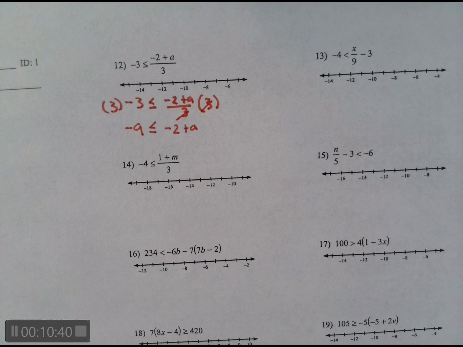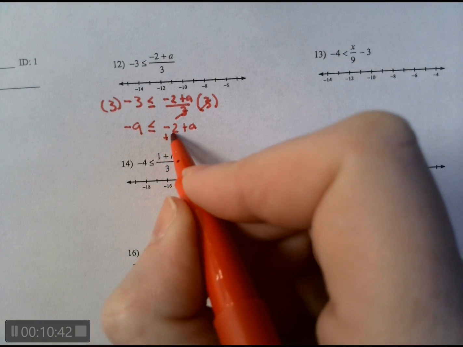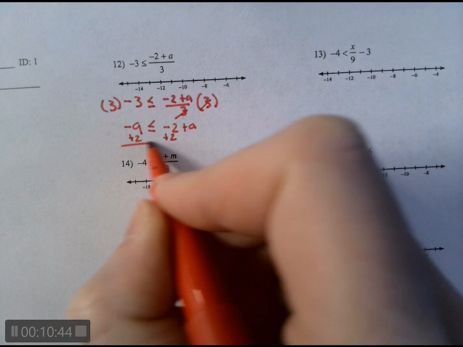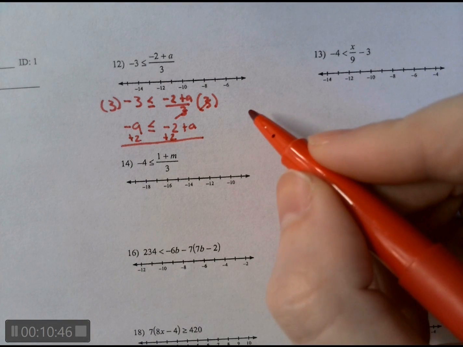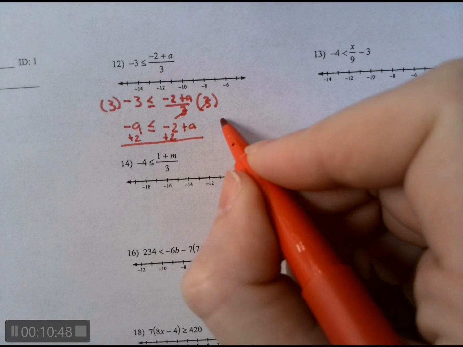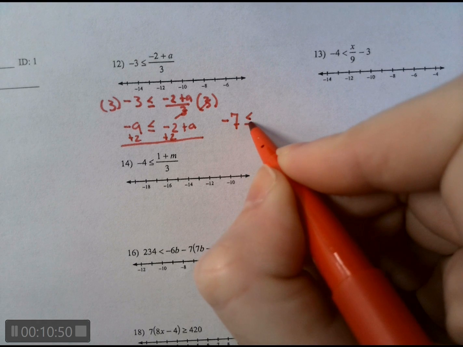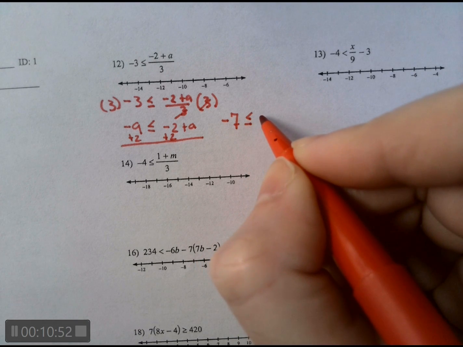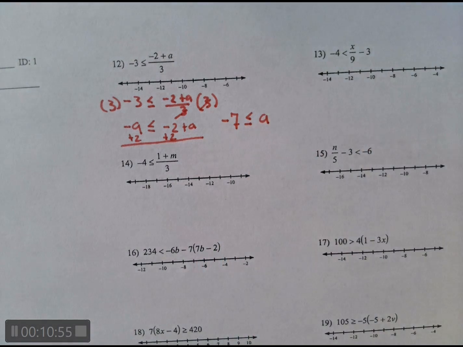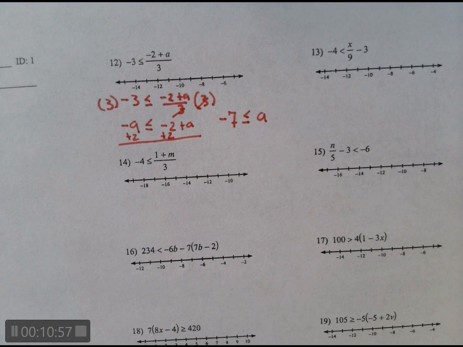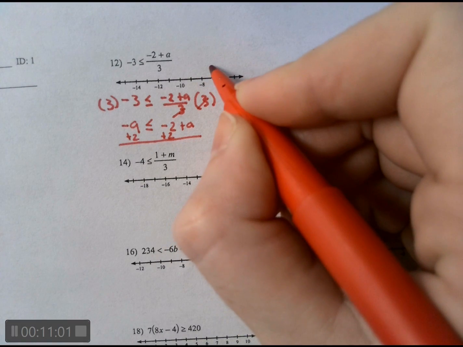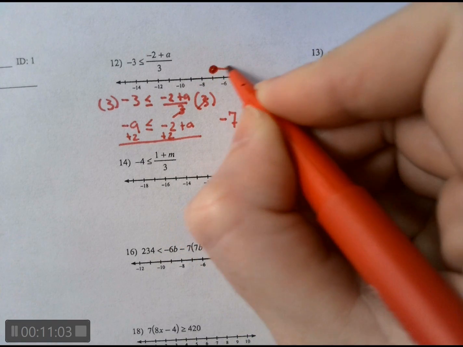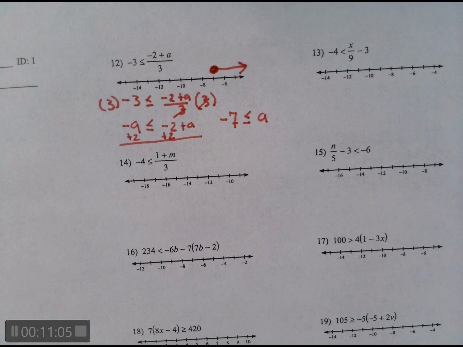Okay, you're going to add 2 to both sides. And I'm going to move it over here because I think I've run out of space. So negative 7 is less than or equal to a. Alrighty? So then closed circle over negative 7, arrow to the right.